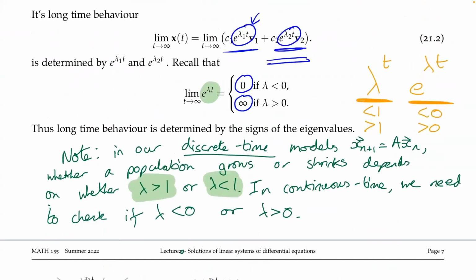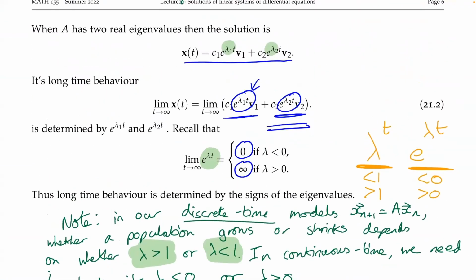We can see this again from the solution here. If both of these lambdas up here are negative, then e to the minus something times t is going to tend towards 0 as t gets very big. If it's positive, then it's going to grow. If one is positive and one is negative, in the long term, you're only going to care about the one that's positive, because the e to the minus something times t is going to tend to 0, and e to the positive something times t is going to get very big.